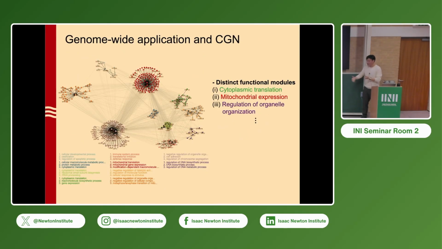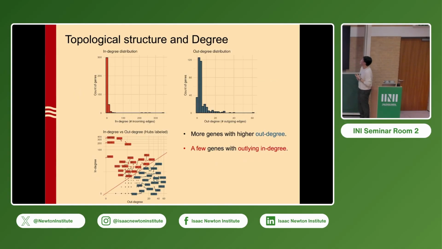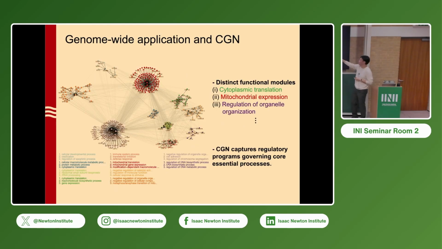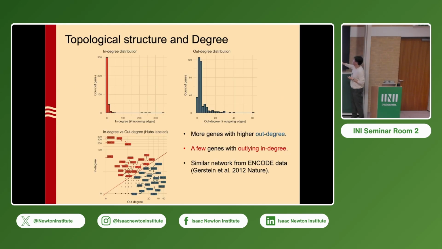I talked about the larger scale analysis. We employed like 400 genes over here and drew a DAG. We did some module clustering of the DAG. And you can see that this result recovers distinct functional modules, capturing some regulatory programs governing core essential processes. So we also took a look at the in-degree and out-degree of this entire DAG. And the structure actually is similar to the network learned from an external data set.